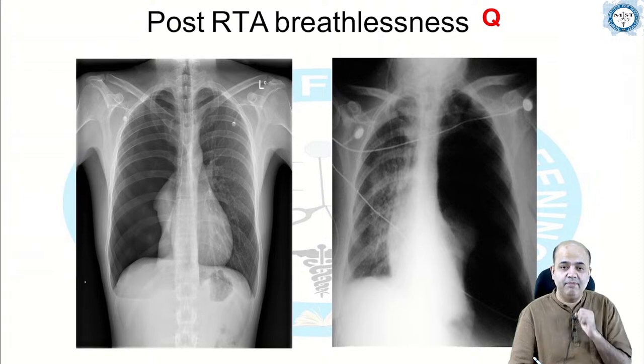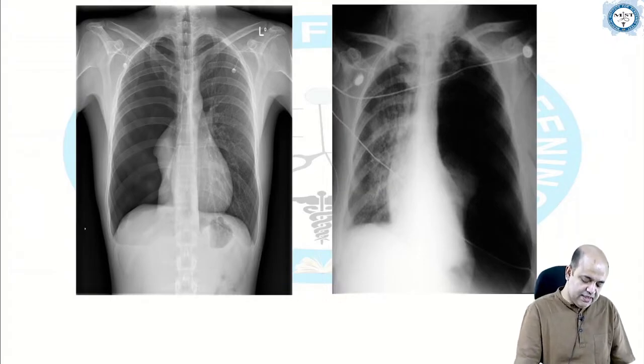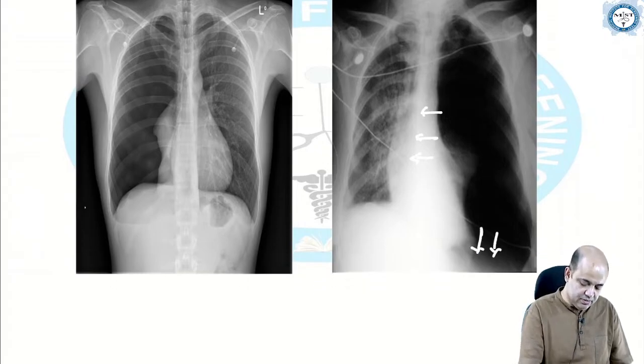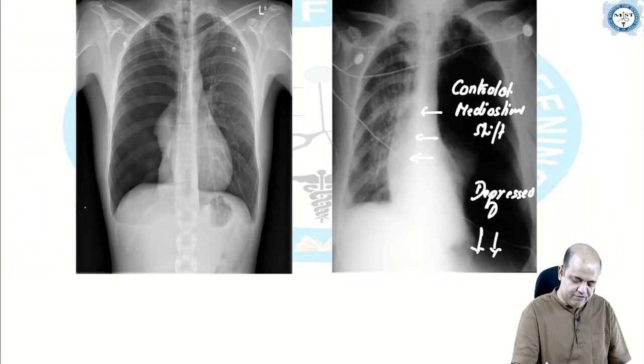Post road traffic accident, the patient is having sudden onset breathlessness. What do we see? We see that the mediastinum is shifted towards the other side and the diaphragm is depressed. So there is a contralateral mediastinal shift, and there is a depressed diaphragm.